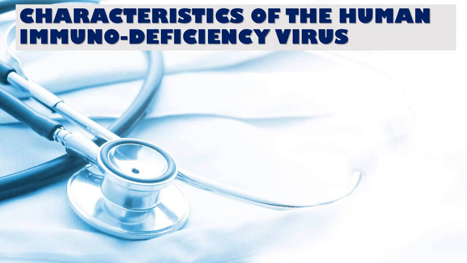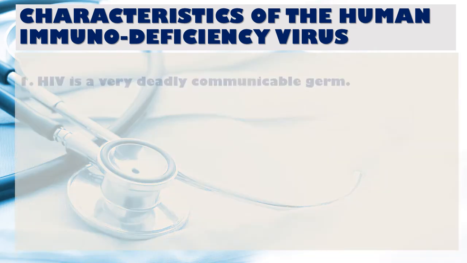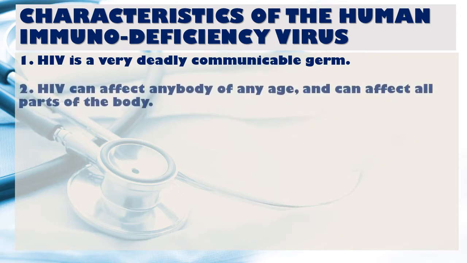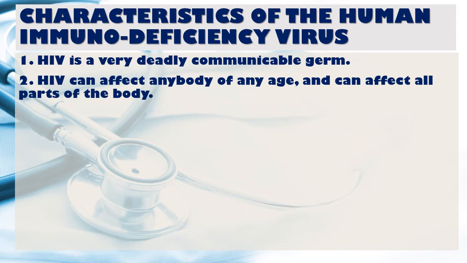Characteristics of the human immunodeficiency virus, that is characteristics of what? HIV. These are things that you need to know about this deadly disease, because it's a very deadly and communicable germ. When they say communicable, in our previous class I talked about communicable and non-communicable diseases. That is, it can spread from Mr. A to Mr. B.